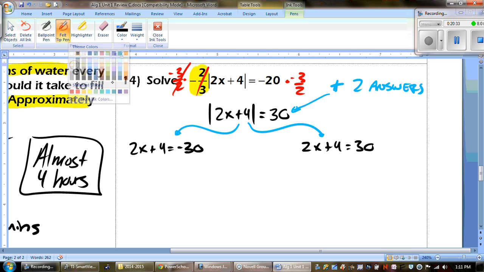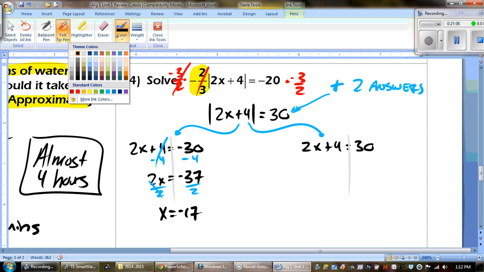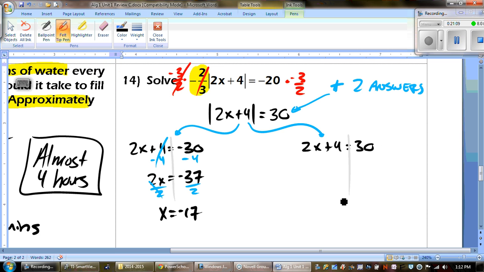All right, so for each one of these, we have to go through and solve it, and we're going to be solving it by doing the exact same steps. We want to get the x by itself, so we're going to subtract the 4. Negative 30 minus 4 is negative 34. Then we need to divide by 2, and when you divide by 2, we get that x equals negative 17. Now I'm going to pause the video and you should be able to solve the right side all on your own. Good luck.